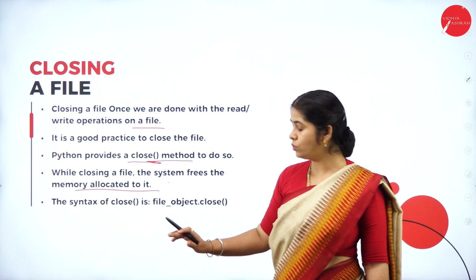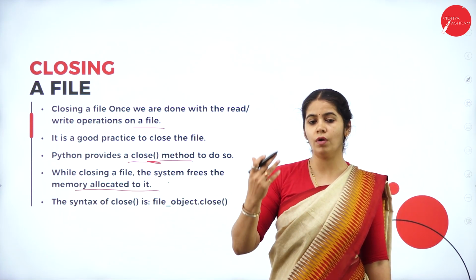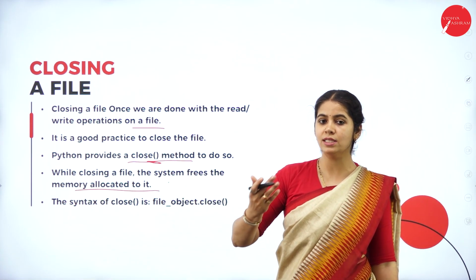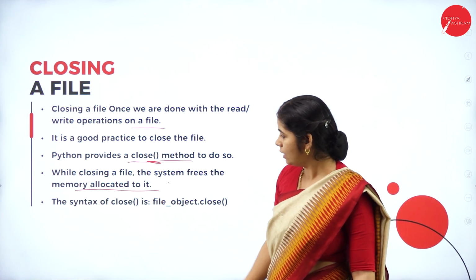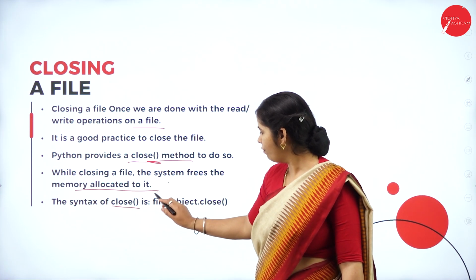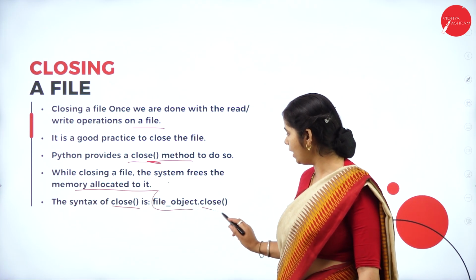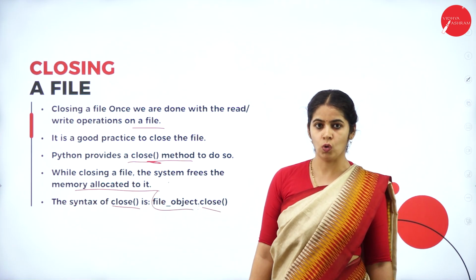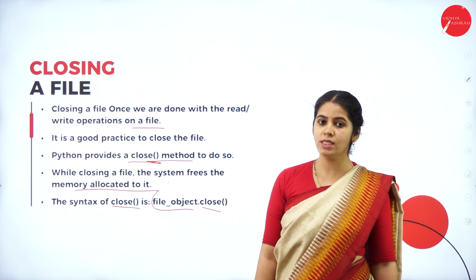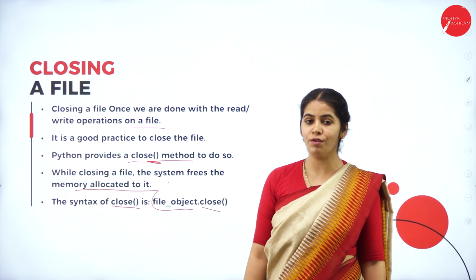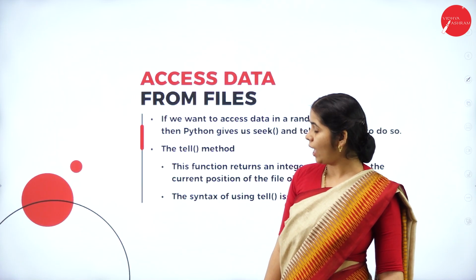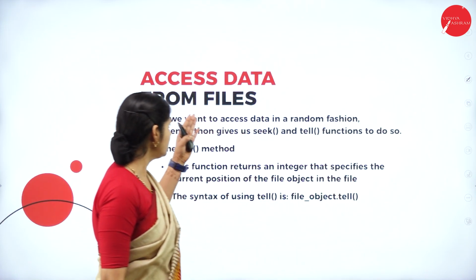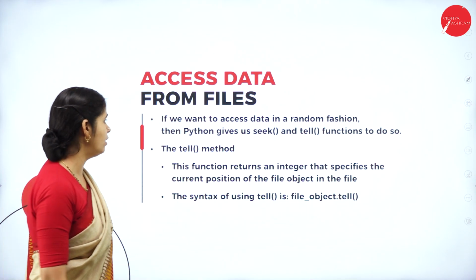So, when the operation on that particular file is completely done, after that we have to close the file. The syntax of closing a file is file object, dot operator, and call the method close. So it will simply deallocate the memory and close the file that you have created or opened. Now, how are we going to access the data from a file?